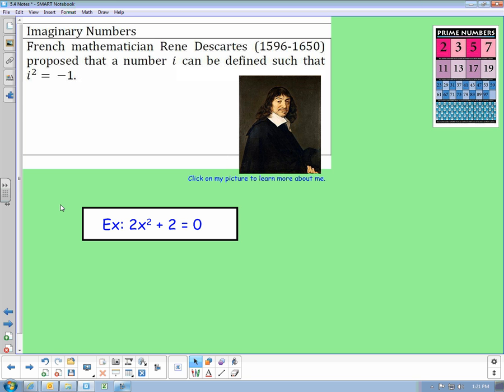Now it seems weird to say that something is an imaginary number. That comes from our French mathematician René Descartes. Descartes worked on a lot of mathematical formulas for us. He proposed that the number i can be defined such that i squared is equal to -1.